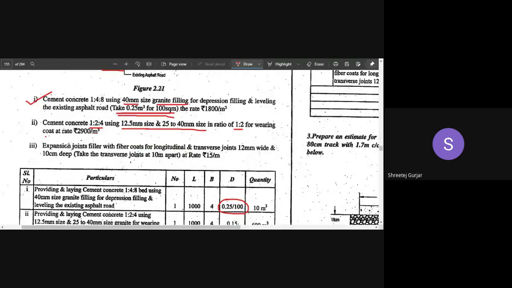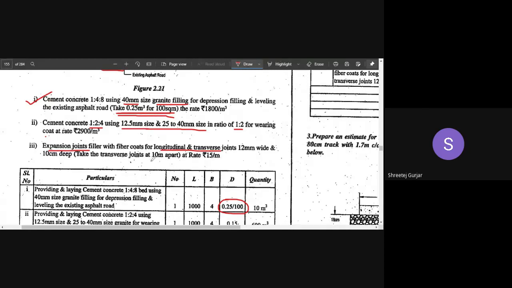Okay, so the top layer is 1:2:4, as I've told you, using 12.5 size and 25 to 40 mm size. All these are aggregate sizes. Okay, and ratio of 1:2 for bearing coat at the rate. Rate is also provided. Now we have to consider expansion joints, that is in the longitudinal direction as well as the transverse direction. So 12 meter wide and 10 centimeter deep. So they have given some specification for your expansion joints and how many we have to consider.